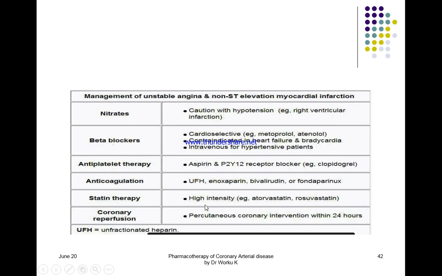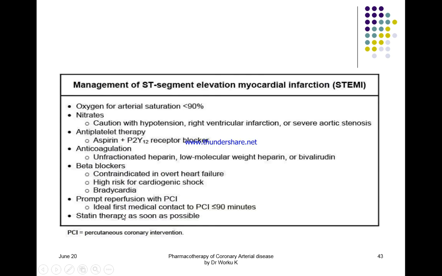Statin therapy with high intensity, like atorvastatin and rosuvastatin, is recommended. Coronary reperfusion: percutaneous coronary intervention within 24 hours. Which one do you select? All are indicated for a single patient presenting with either unstable angina or non-ST elevated myocardial infarction. We need nitrates, we need beta blockers, we need antiplatelets, we need anticoagulation if the patient has risk, we need statin, and we need coronary reperfusion.